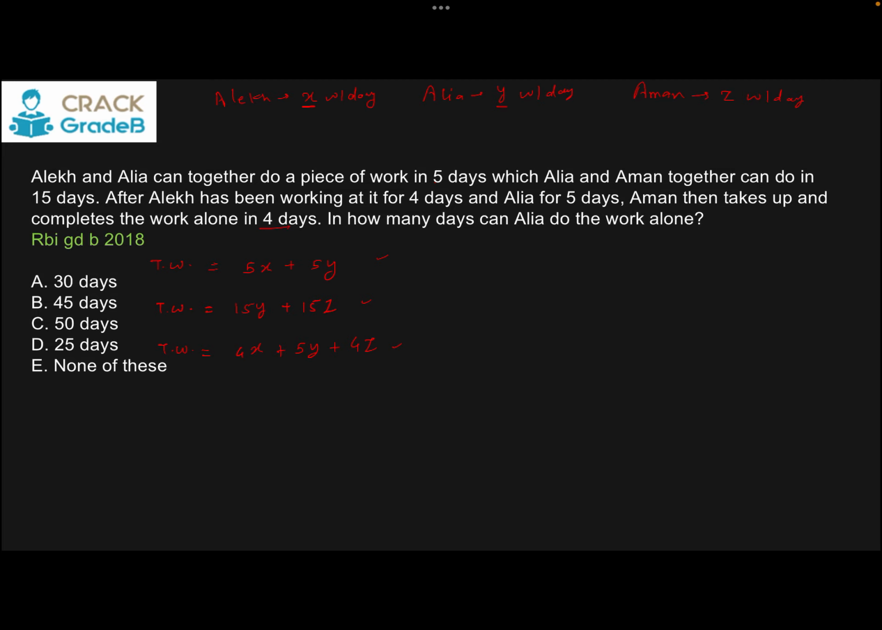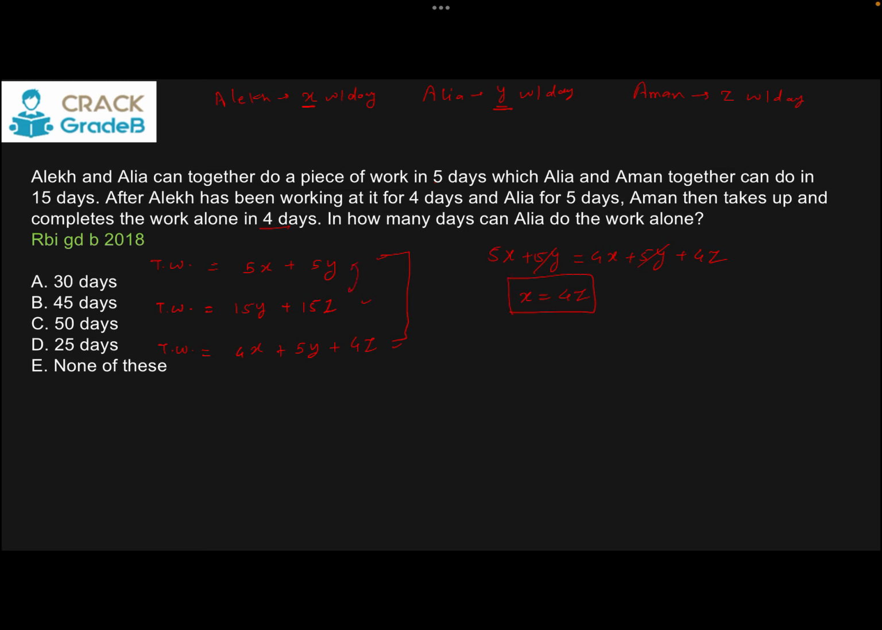We can equate these, but we want to calculate Alia's days. So we want to get the total work in terms of Y only. First of all, we can equate the first and third. That gets us 5x plus 5y is equal to 4x plus 5y plus 4z. 5y gets cancelled. That gets us x is equal to 4z.